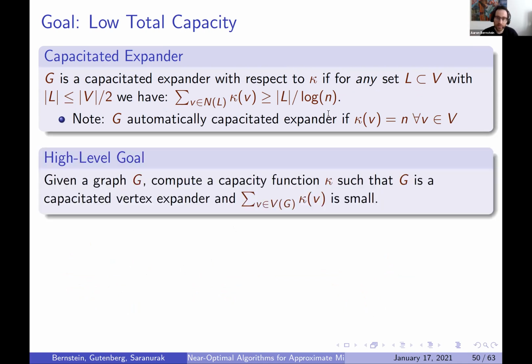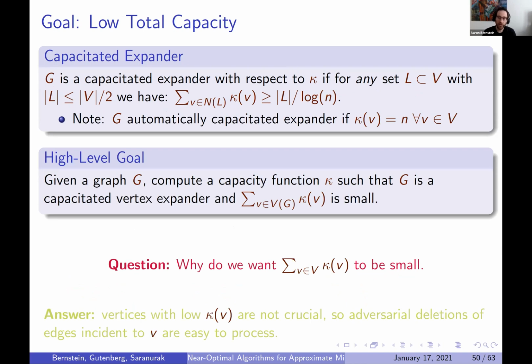But our goal is, given a graph G, to compute a capacity function that makes G an expander, but where the total capacity is small. So why do we want the total capacity to be small? Well, because as we said, vertices with low capacity are not crucial. So if you start deleting edges around those vertices, you don't really have to do anything. It doesn't have a big impact on the expander. Only vertices with high capacity are hard to process. So as long as you have few vertices with high capacity, you're only going to have a small number of updates that are hard to process.